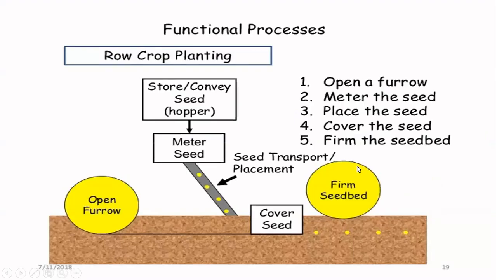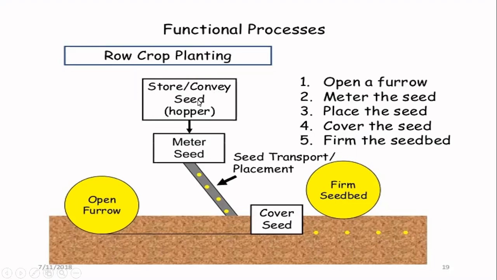Functional process. Row crop planting is very, very important. Row crop planting. You can plant whatever without a seeder. Row crop planting is a special term for seeder. Row means straight line.